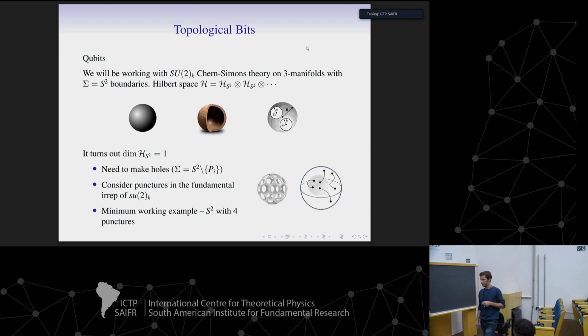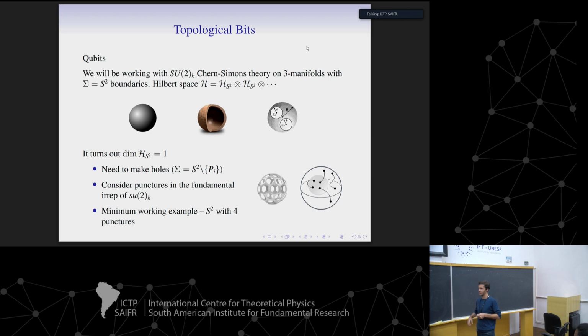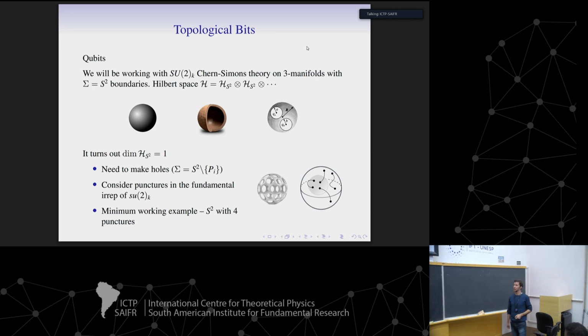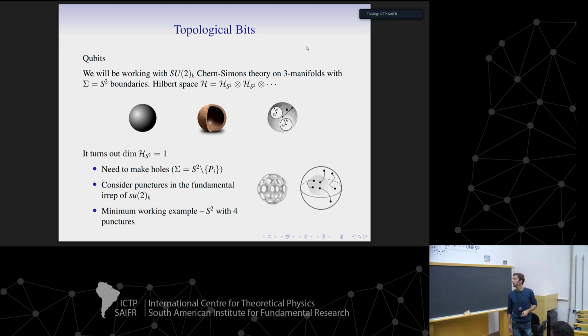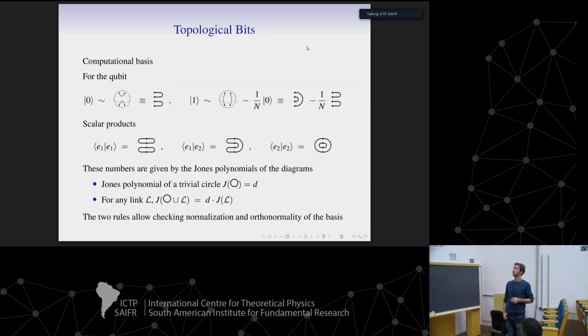So the manifold will be compact because you can always think of it as the interior of a sphere. You have a sphere, you might have an arbitrary number of spheres inside, but it is compact, as one of these spheres you can always consider as the external one. Okay, so the minimum working number is a sphere with 4 punctures, and that would correspond to a Hilbert space of dimension 2. So that will be the qubit.